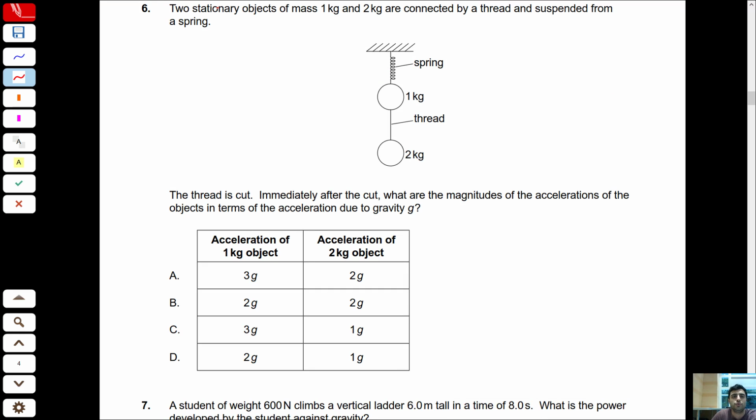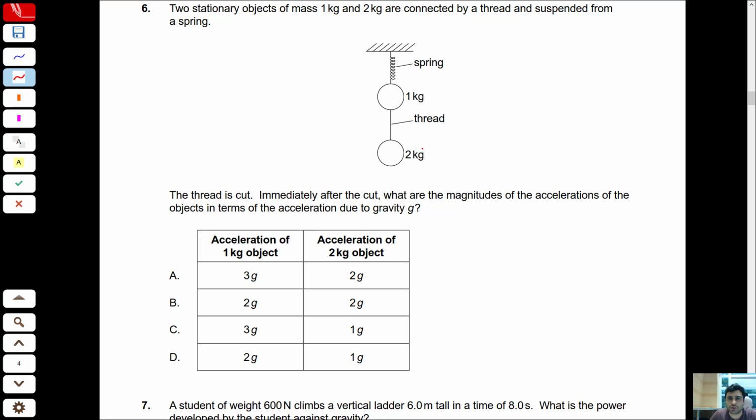Okay. Two stationary objects of mass 1 kg and 2 kg are connected by a thread and suspended from a spring. Okay, so we have a spring here, we have 2 kg, and we have 1 kg here. The thread is cut. Immediately after the cut, what are the magnitudes of the accelerations of the objects in terms of the acceleration due to gravity g?